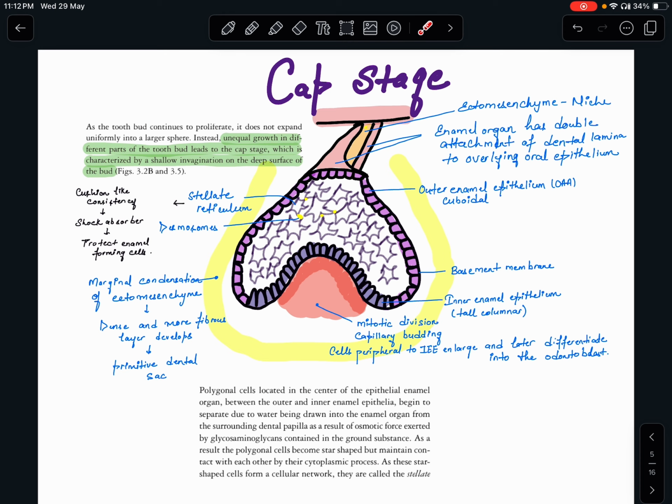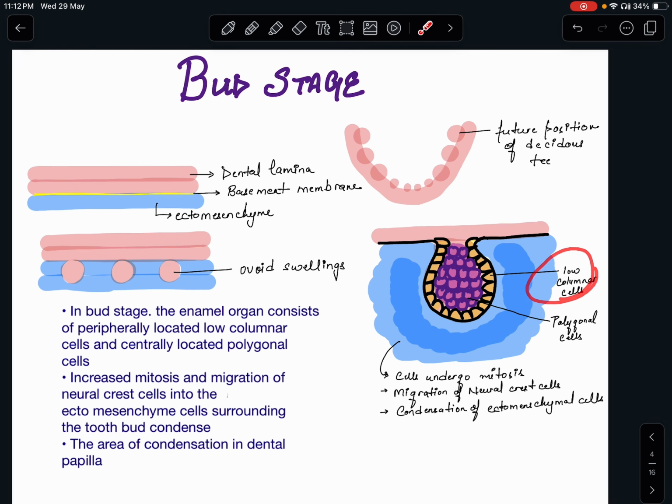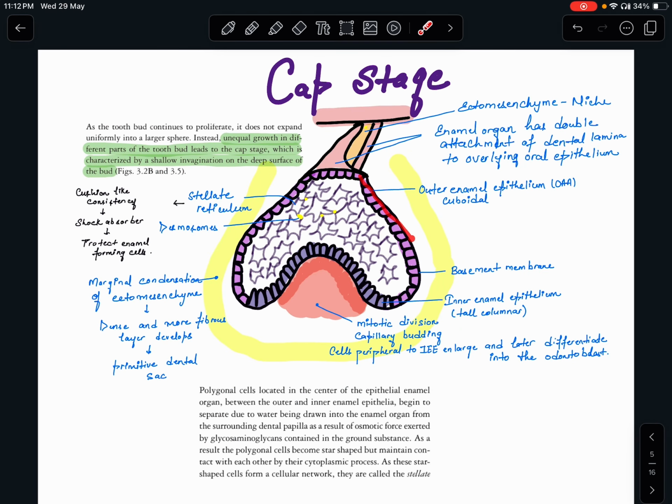Okay, what other features are present in the cap stage? So we had low columnar cells over here. Now this is converted into outer enamel epithelium and inner enamel epithelium. So what are outer enamel epithelium? They are cuboidal cells in here, and the inner enamel epithelium are tall columnar, and these cells will later differentiate into ameloblasts, and the ameloblasts will form enamel. So these are enamel forming cells, the primitive form of enamel forming cells.